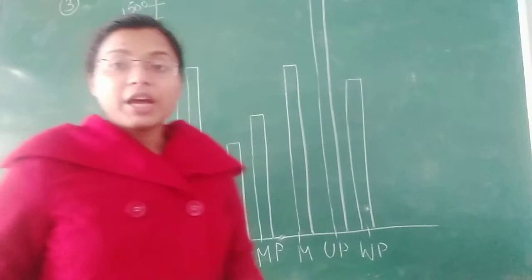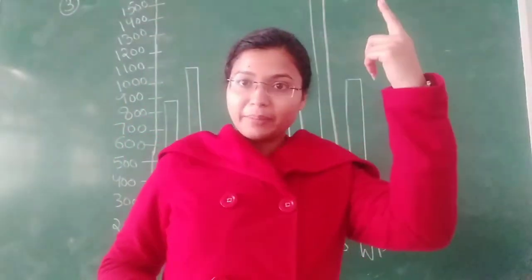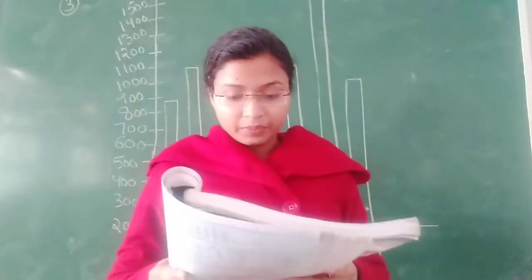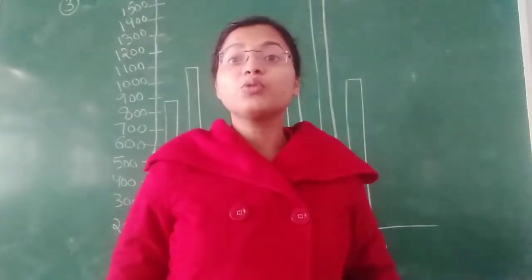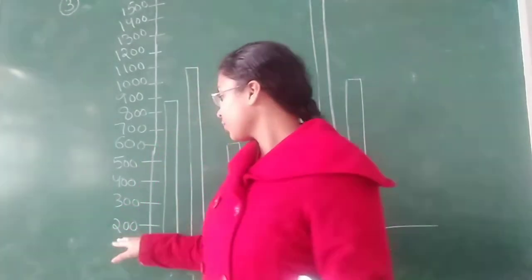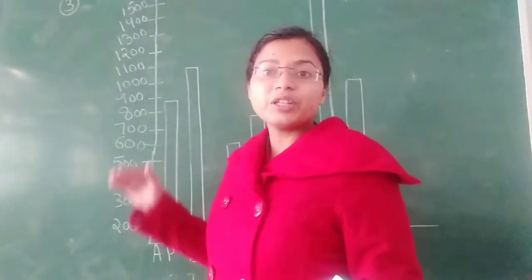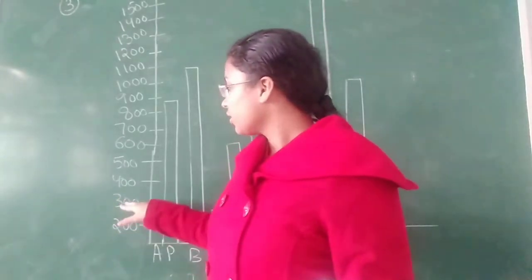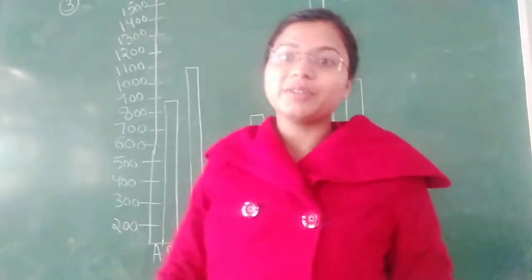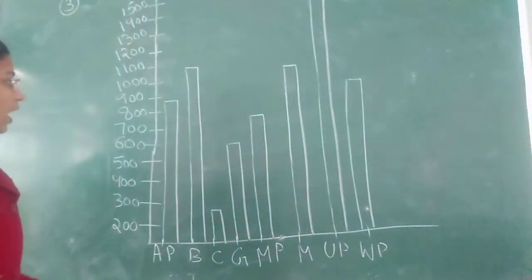Now you have to check the least number and the maximum number. The least number is 260 and the maximum number is up to 2000. So I have taken a scale with a difference of 100: 100, 200, 300, 400, 500 and so on up to 2000. Now let's start.